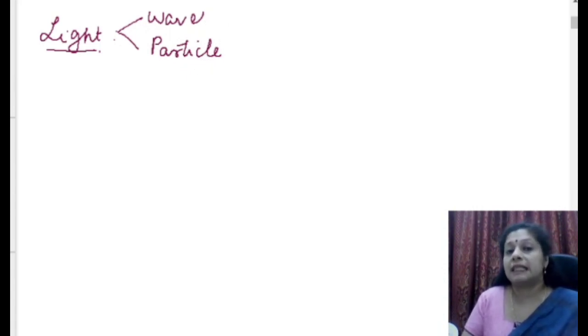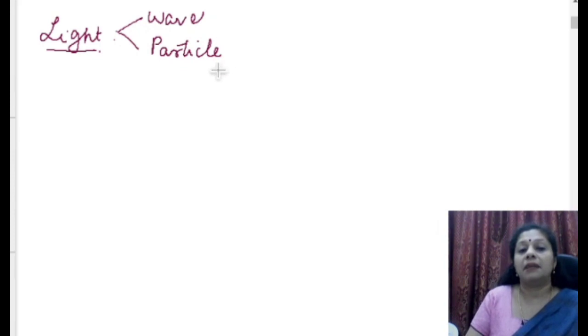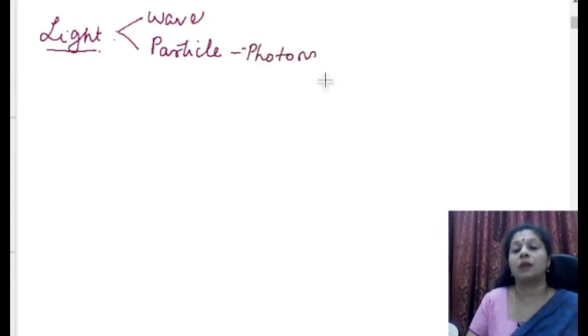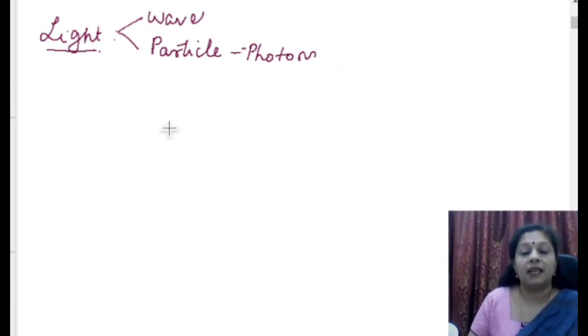So wave means it is an electromagnetic wave. Particle means the units of energy are called photons. You must have come across the word photons. Light has velocity. Its velocity changes in different medium.